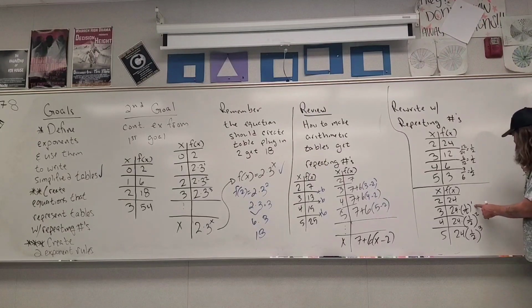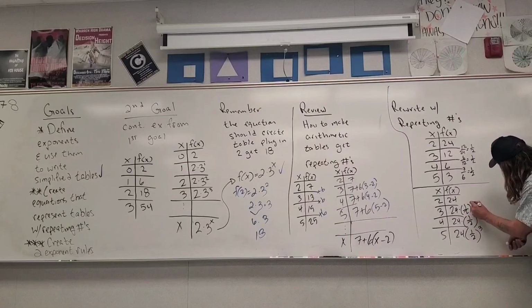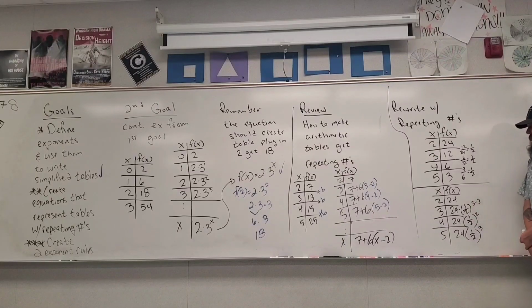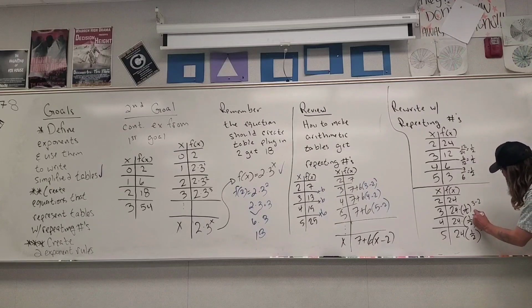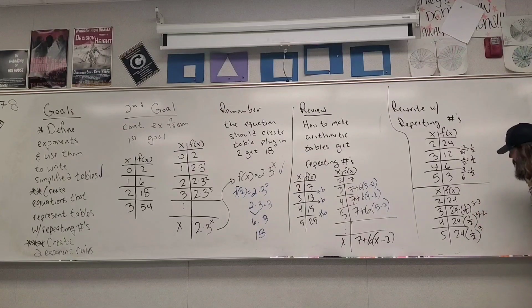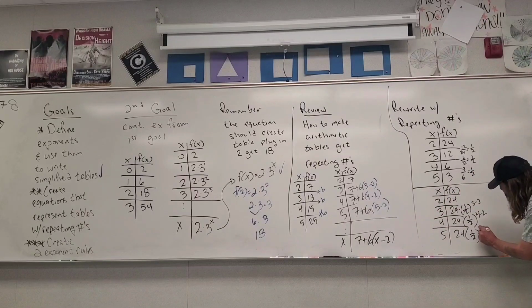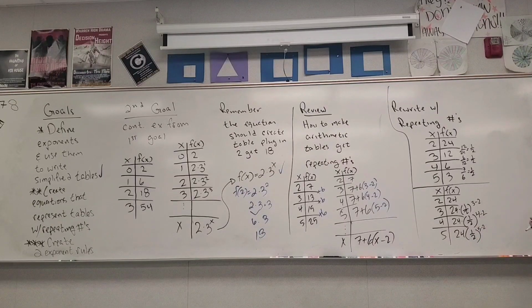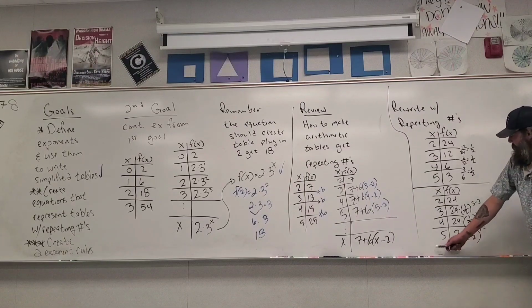So I want the value 1, but I need to use the number 3. So I'm not going to say 1. I'm going to say 3 minus 2. I need the value 2, but I have to use the value 4. So I'm going to say 4 minus 2. I need the value 3. I have to use the number 5. And so here I'm going to say 5 minus 2.